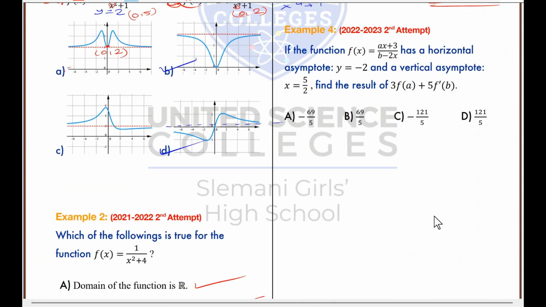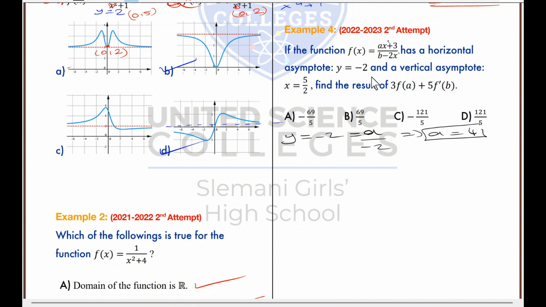Okay, let's take a look at another ministry exam question, 2023 second attempt. This is the given function, which has a horizontal asymptote at y equals negative 2. Look at the degrees, 1 at the bottom, 1 at the top, so the degrees are the same. Then we're going to take the ratio of the coefficients, which are a at the top and negative 2 at the bottom. Negative 2 times negative 2, when you do the cross product, it's 4. So we got the value of a.